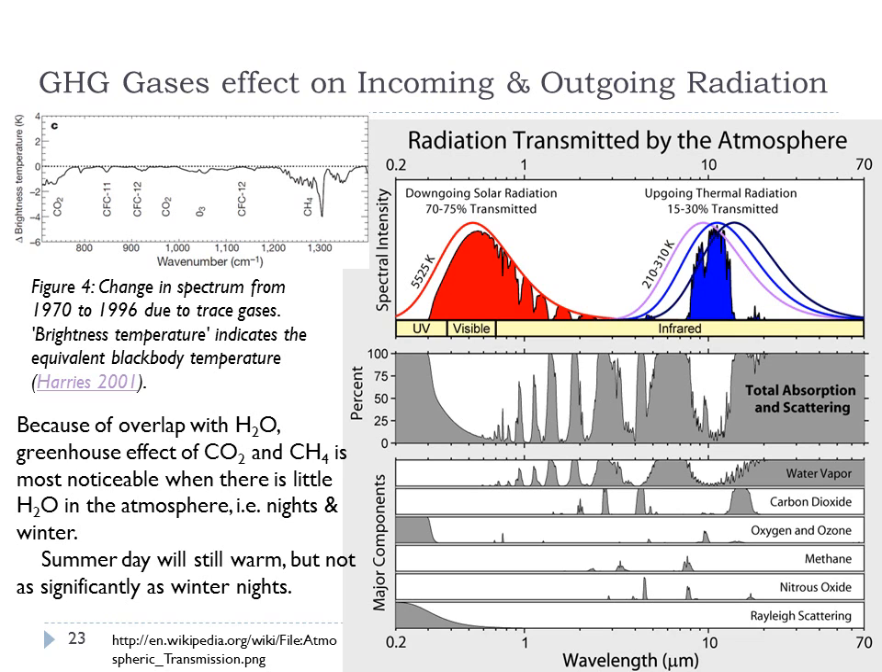So what it means is that you should expect nights and winters to warm more than summer days. Right? So winter nights in Alaska, you should expect to warm a lot more than summer days in Florida, where it's really, really humid. And that's what we're finding. We're finding that the Arctic is warming much, much faster than Florida on average. And so in this sense, our expectations and measured values are in agreement with each other.